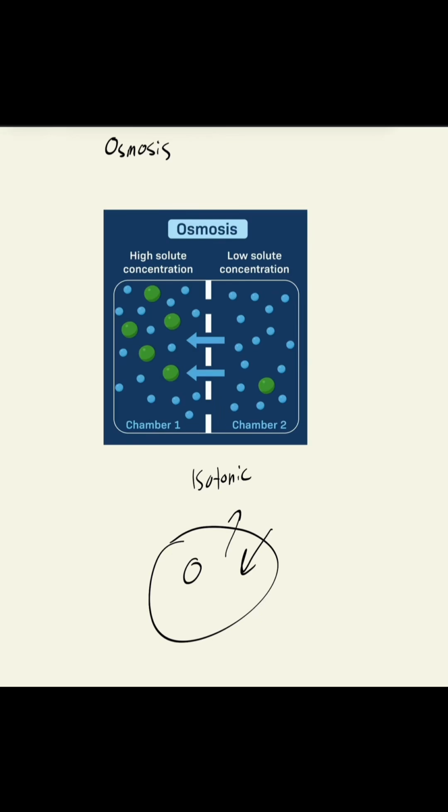All right, so to summarize, osmosis is the passive movement of water across a selectively permeable membrane from high water concentration to low water concentration. In a hypotonic solution, water enters the cell. In a hypertonic solution, water leaves. And in an isotonic solution, there is no net movement. The cell membrane provides the selectively permeable barrier through which this passive process occurs.